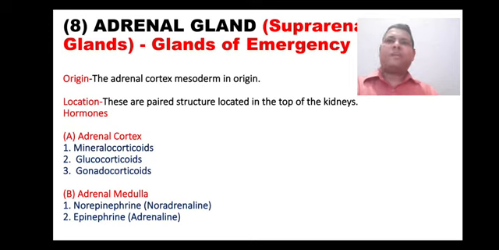Gonadocorticoids, or sexocorticoids, are also called the sex hormones of the adrenal glands. Large quantities of the male or female sex hormones are produced. The male sex hormones are called androgens, which are important in the development of the male fetus.